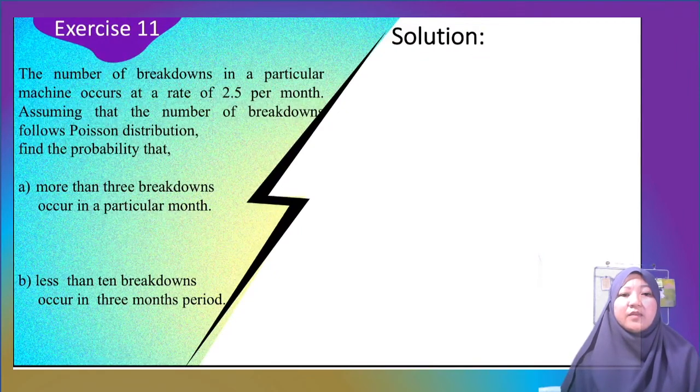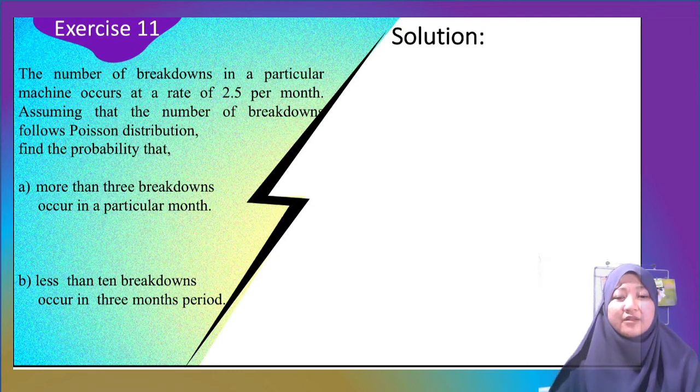Okay, kita pergi kepada exercise 11. The number of breakdowns in a particular machine occur at a rate of 2.5 per month. Assuming that the number of breakdowns follows Poisson distribution. A, find the probability that more than 3 breakdowns occur in a particular month. B, less than 10 breakdowns occur in 3 months period.